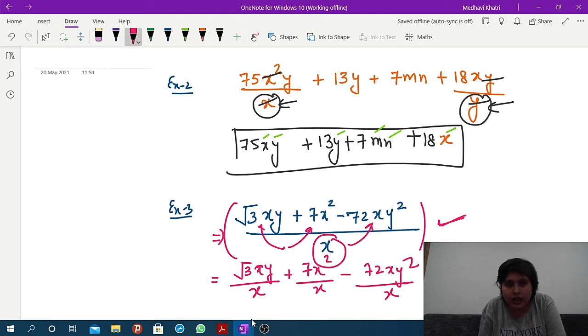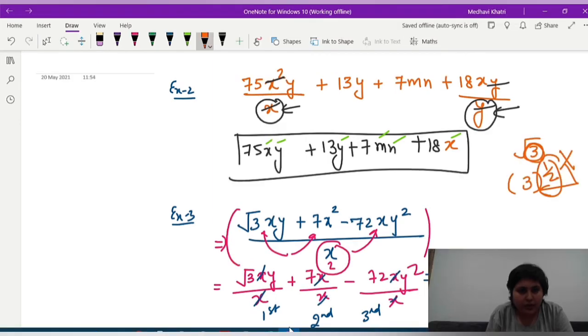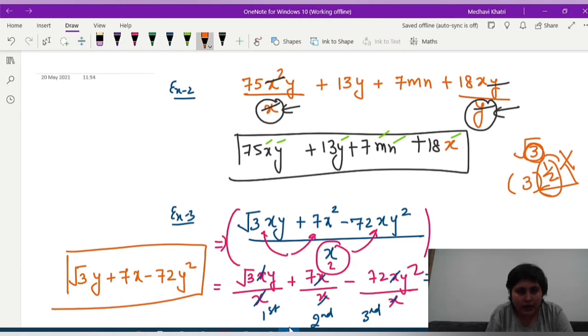So what do we get here? We can see that this will be the first term, this will be second term, and this will be the third term. In each term we can see that x gets cancelled out. So what remains is root 3 y plus 7x minus 72 y square. So here we have our simplified expression.